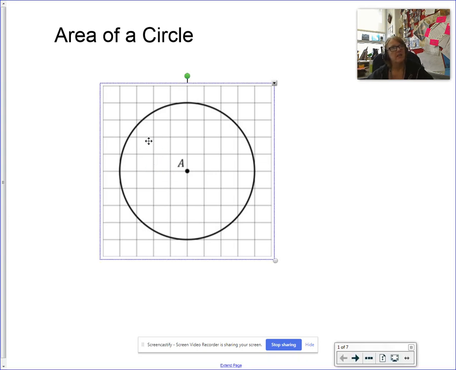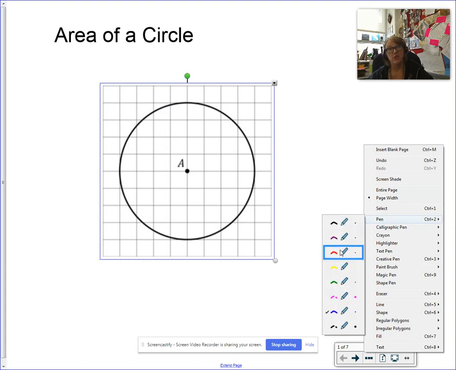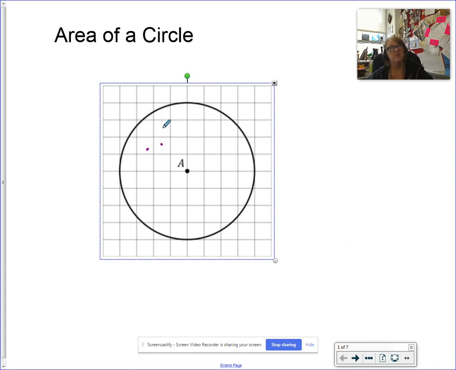Now, I can easily count all of these squares that are fully inside the circle, like these guys. But what about this one? I only have this much of the square, and then this is just this much of the square, and I want to be exact. So how are we going to figure out square units exactly for this circle?